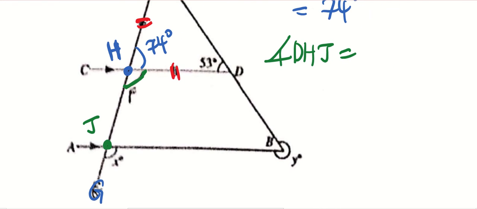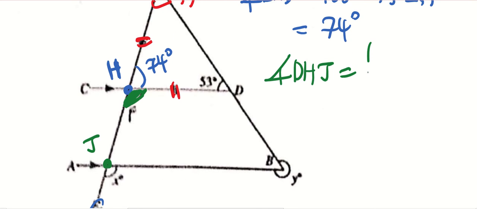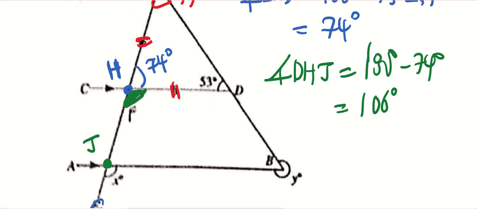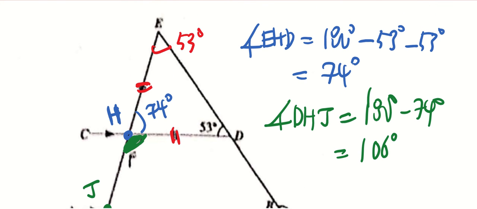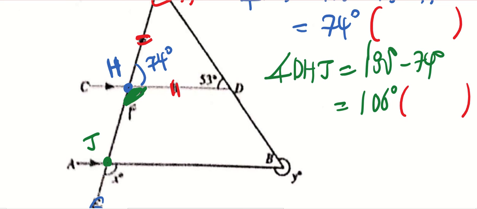So this angle, green angle DHJ, is 180 minus 74 degrees. That gives us 106 degrees. Now over here, you realize that I'm not giving the reasons. I'm not quoting any reasons because this is my rough working. Later on, if I really need to do this working in my formal answer, I need to have the reasons. Don't forget. So I'm getting more information. 106 degrees. What else can I get?